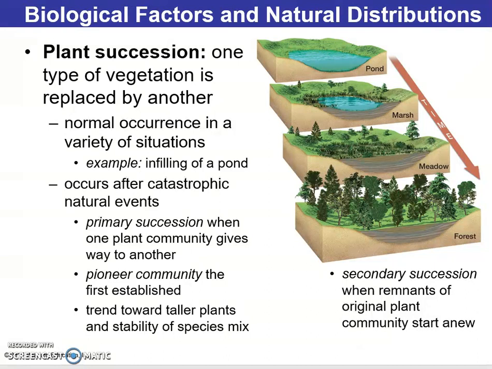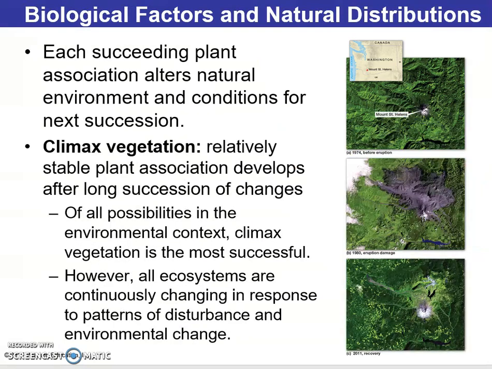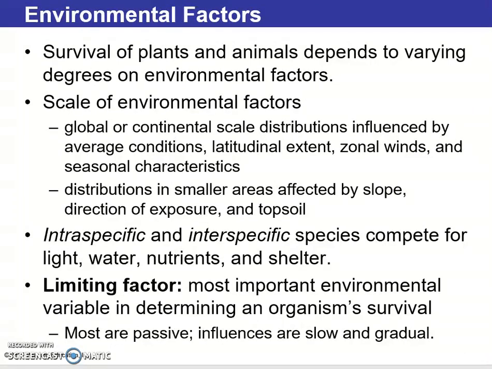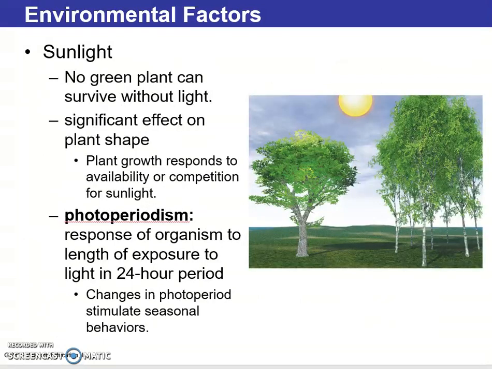In plant succession, one type of vegetation is replaced with another. Once again, that's almost like survival of the fittest. Each succeeding plant association alters the natural environment, so it affects it long term. Survival of plants depends on varying degrees of environmental factors. Some plants do well with certain types of soil, amount of precipitation, moisture, and so forth, and sunlight would also fit into that.